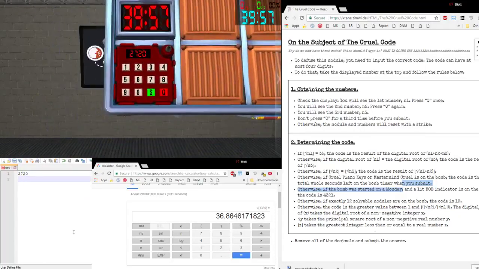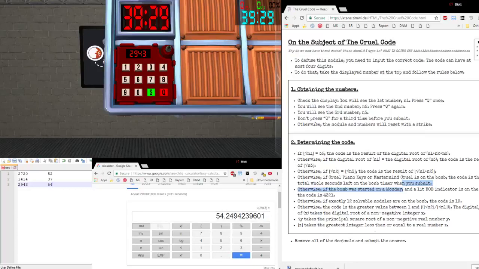Numbers are 2720, 1414, and 2943. Well, we've seen what sort of things we need. Let's just go ahead and get all the square roots out of the way first. 2720 is going to give me 52. 1414 is going to give me 37. And 2943 is going to give me 54.